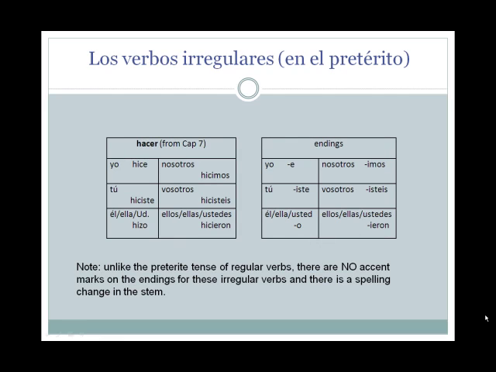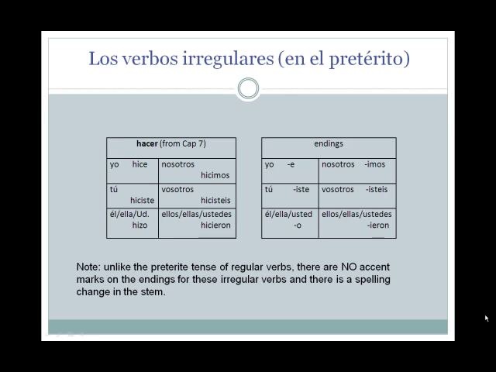So let's look at some irregular verbs in the preterite tense. The preterite tense is the simple past tense that we've been learning since chapter 7. So let's look at the verb hacer, which we already learned from chapter 7. It was one of the 4 irregular verbs that we learned in chapter 7. We learned hacer, dar, ir, and ser.